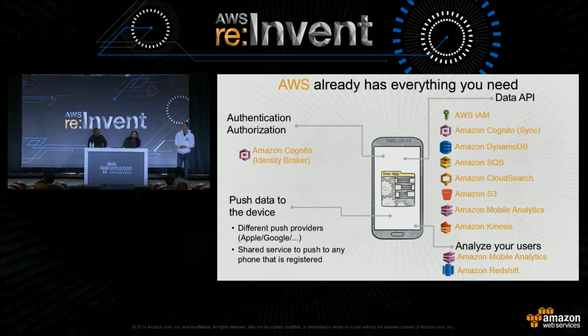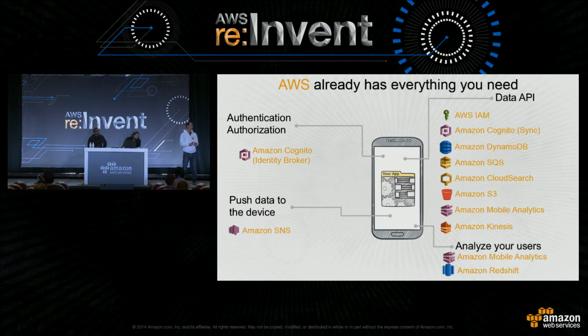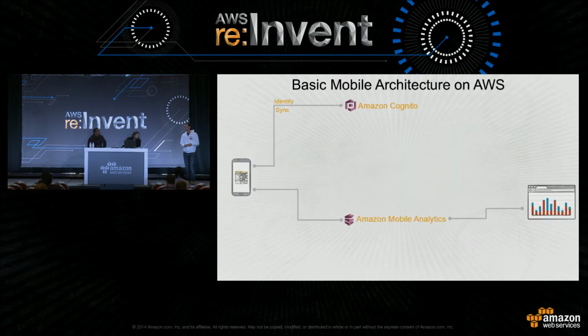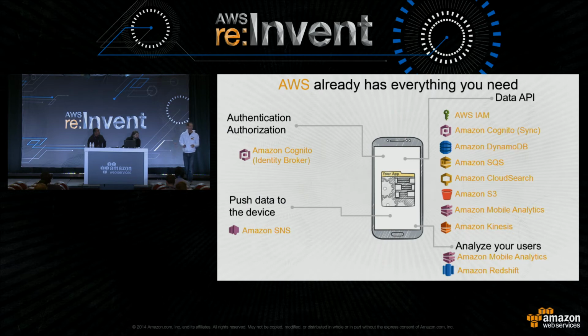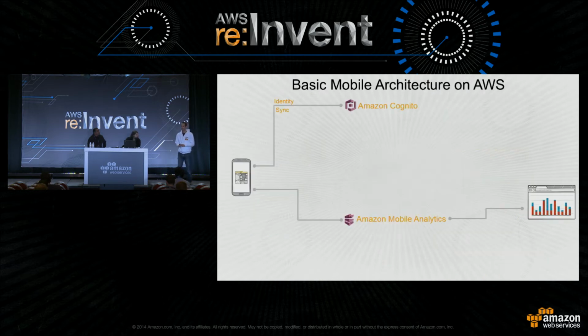And then if you want to integrate all the push providers, Amazon SNS is perfect for this because it integrates to all the push providers and you can instantly reach all the devices that are registered there. So this one looks very complicated, but actually it's not. We will see a little bit later on. Let's look at the architecture itself.